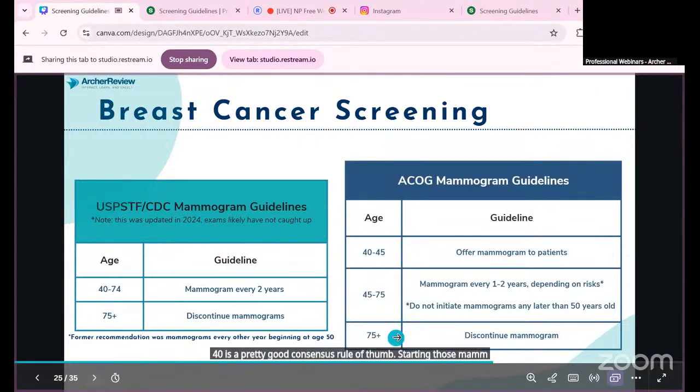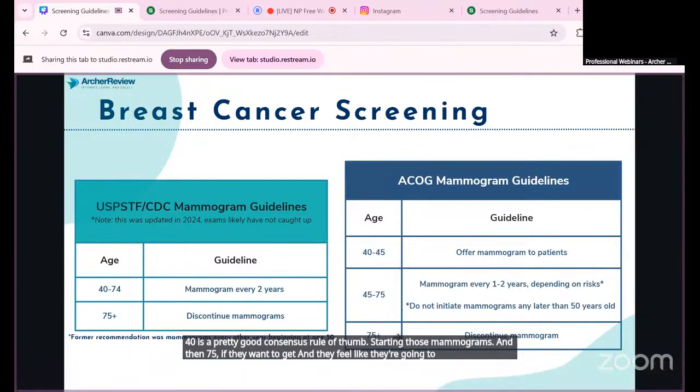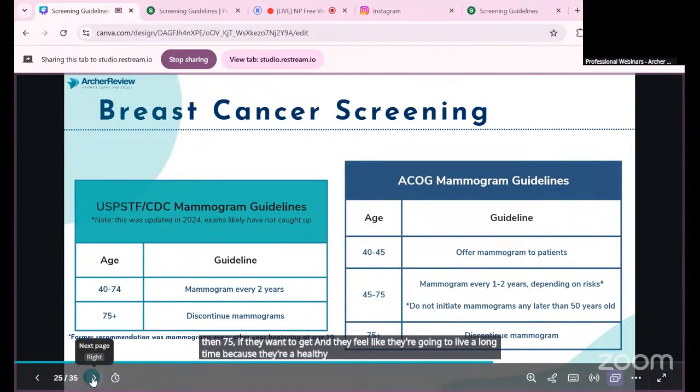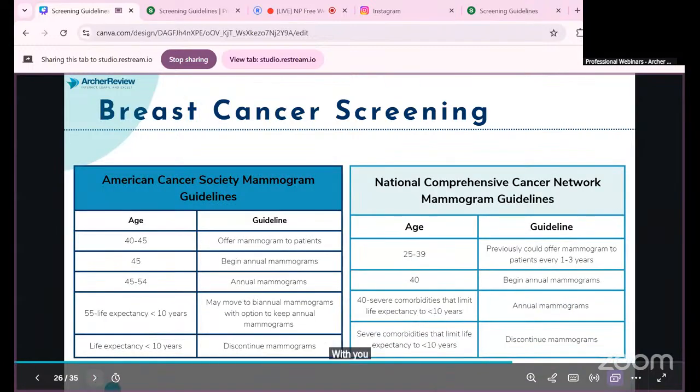And then 75, if they want to get it and they feel like they're going to live a long time because they're a healthy 75-year-old, that again is shared decision making with you and your patient. So again, you can think about life expectancy less than 10 years. That's when you can consider discontinuing those mammograms on these other guidelines here.